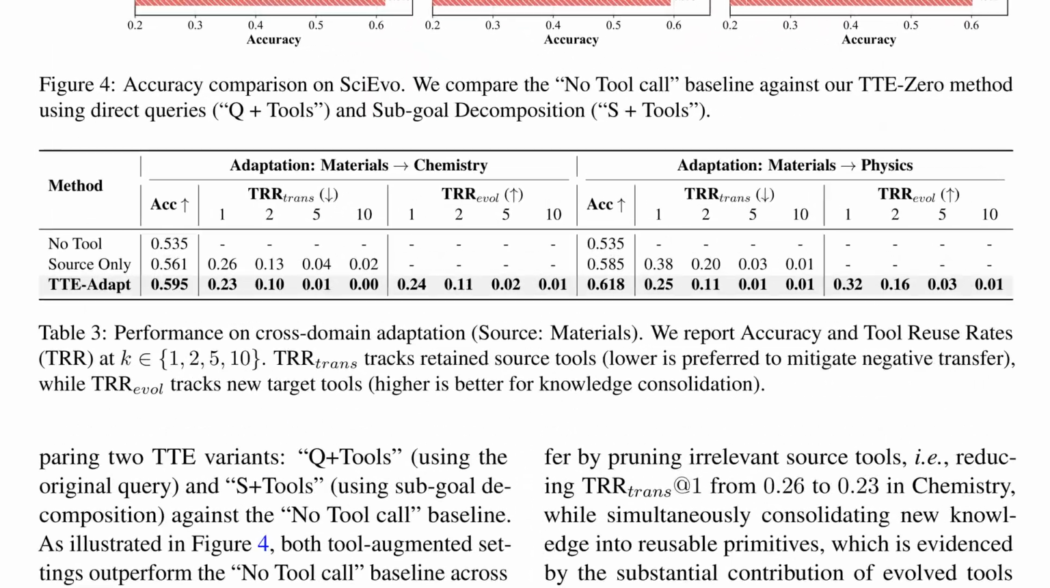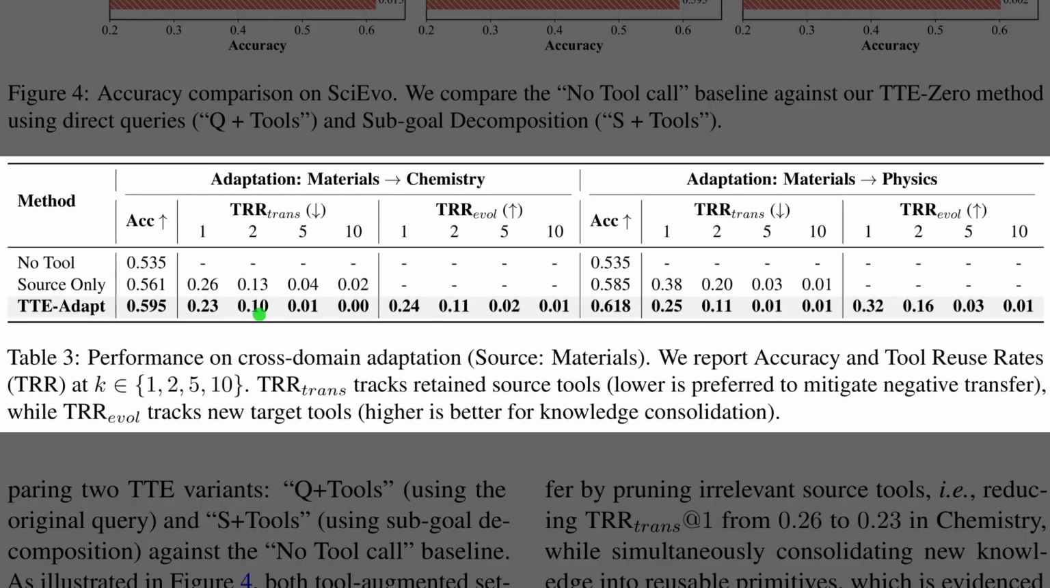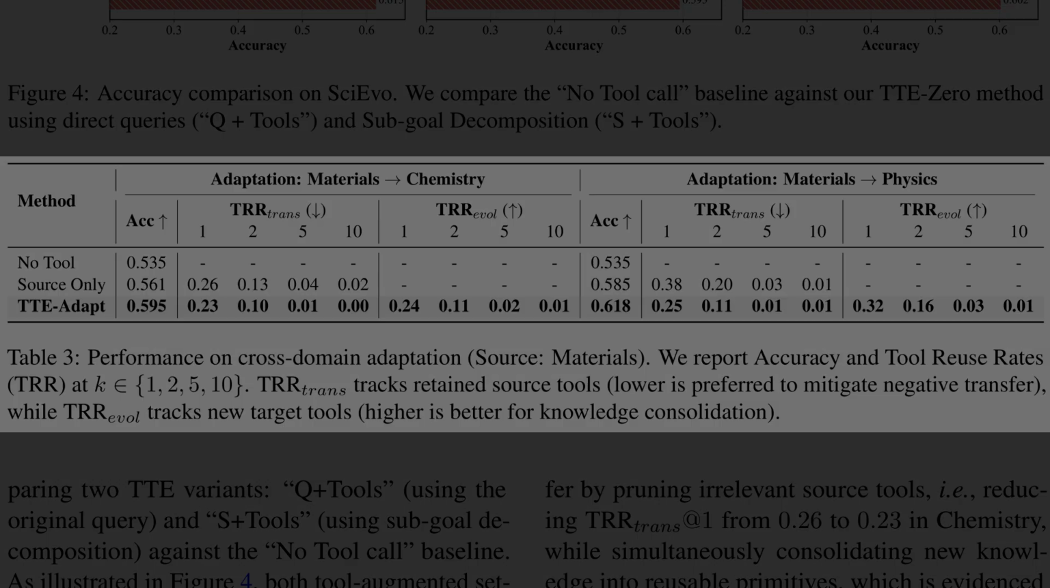Okay. Table 3 evaluates how well the model adapts an existing library to a new field. The setup involves taking a toolset built for materials science and applying it to chemistry on the left and physics on the right. In the bottom row, TTE Adapt achieves the highest accuracy, reaching about 60% for chemistry and 62% for physics. The columns reveal the mechanism. The system effectively prunes irrelevant tools from the source domain, shown by the lower transfer reuse rates, while simultaneously evolving new tools to match the target discipline.